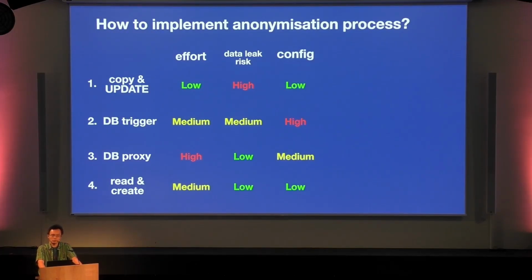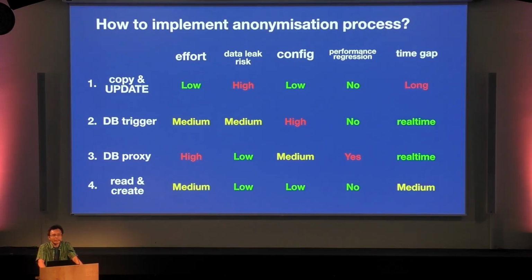Configuration: the first one and the fourth one are easier, just connecting the database. Proxy: just one setup, and it's done. Trigger: the effort is very, very high because you have to implement logic there. Performance regression can happen with the database proxy because your production database is a proxy now. Think about it. And then the time gap.